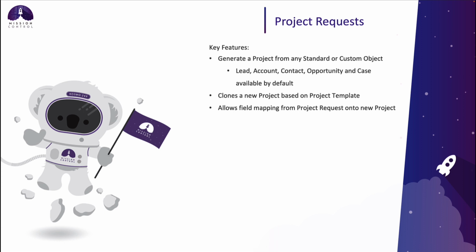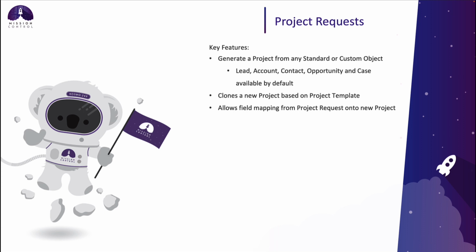In Mission Control, you can generate a project in a few different ways. We've covered the project launcher, cloning from a template, as well as auto-generating a project from opportunities. You can also generate a project using the project request feature, and it works similarly to the auto generation feature, but it offers more flexibility in terms of what object you can generate it from.